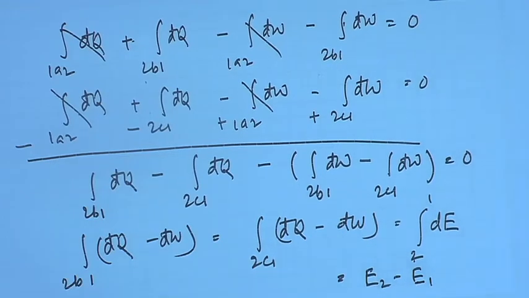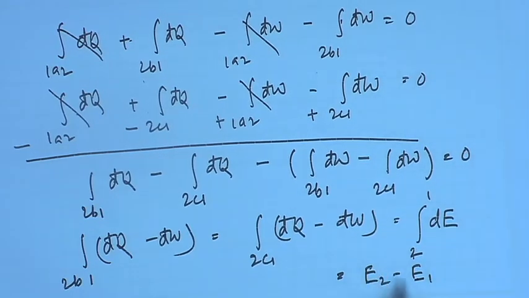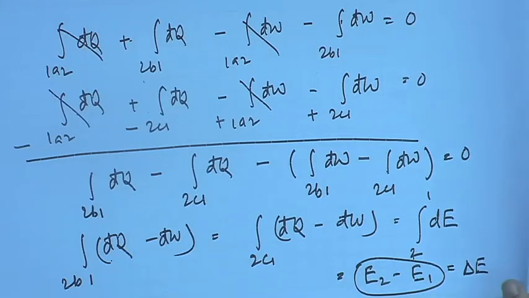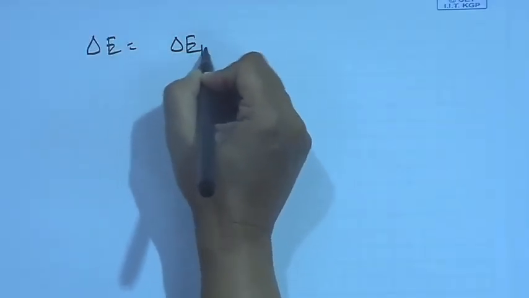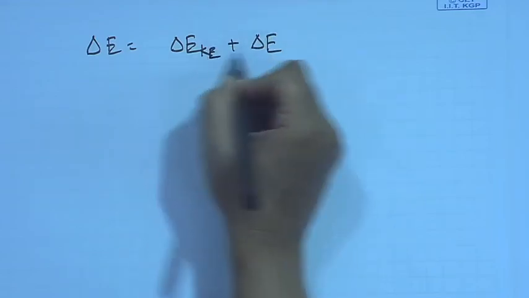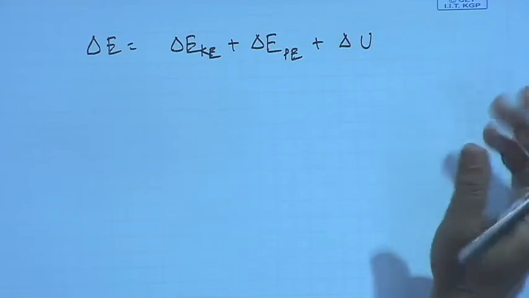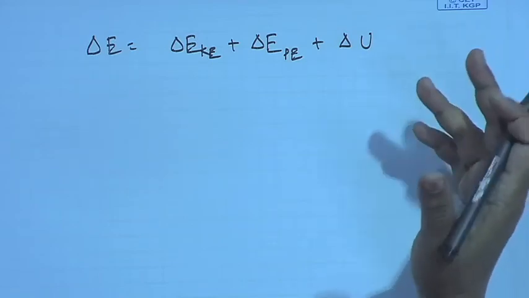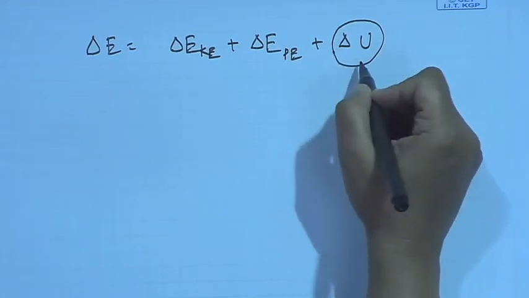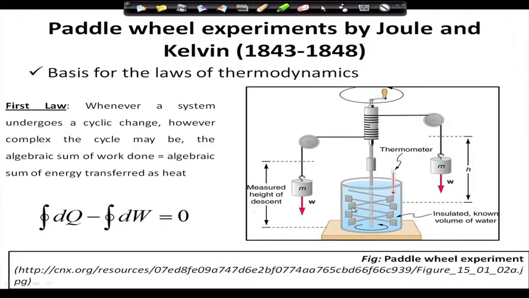So, therefore, from here what do we get? The first thing which we get is that the difference between these two is equal to the energy stored in the system, and this particular energy stored, this delta E, is a property of the system. This delta E comprises of the kinetic energy of the system, the potential energy of the system, and also the internal energy of the system. And this internal energy comprises of the energy of the ultimate particles, which comprises of the different motions of the molecules, etcetera. And this is the internal energy which was manifested by the increase in temperature in the paddle wheel experiment.